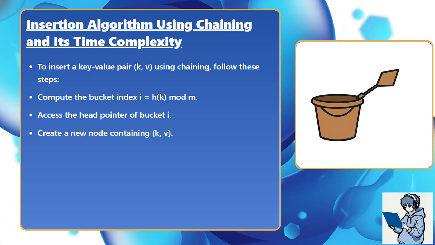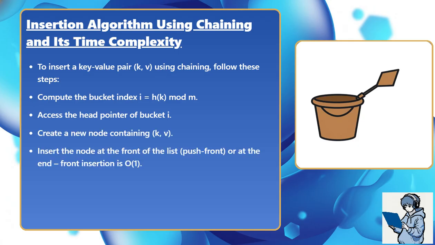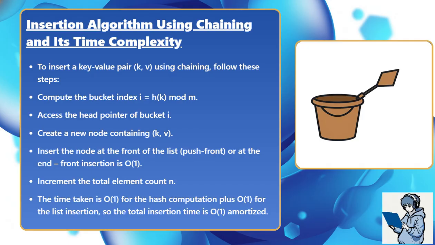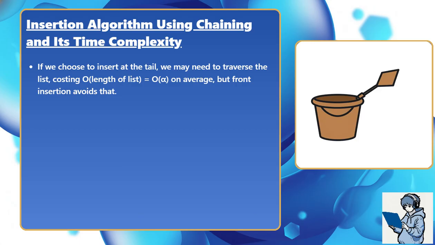Create a new node containing k, v. Insert the node at the front of the list, push front, or at the end. Front insertion is O(1). Increment the total element count n. The time taken is O(1) for the hash computation plus O(1) for the list insertion, so the total insertion time is O(1) amortized. If we choose to insert at the tail, we may need to traverse the list, costing O of the length of the list, which equals O of alpha on average, but front insertion avoids that.